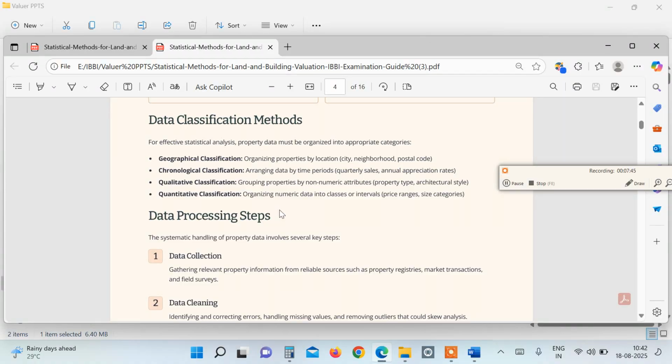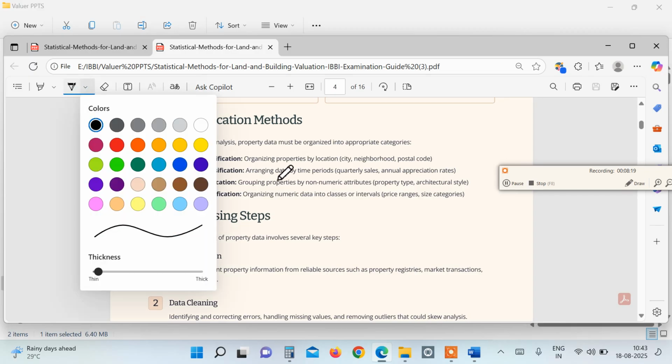So there are different classification methods of the data, especially in the case of property valuation. For effective statistical analysis, property data must be organized into appropriate categories, such as we categorize the data with respect to geographical classification, such as organizing property by location, city, neighborhood, postal code, etc.